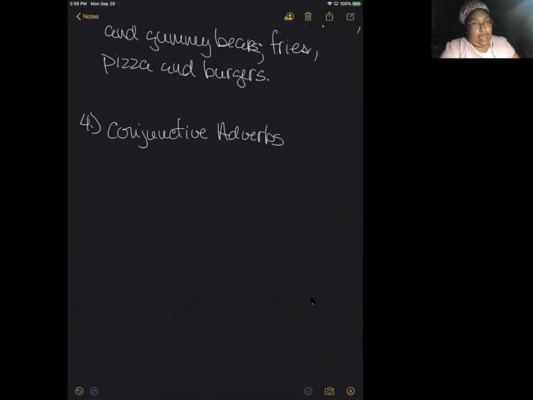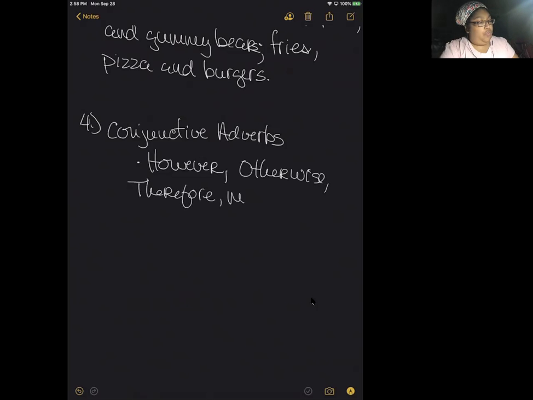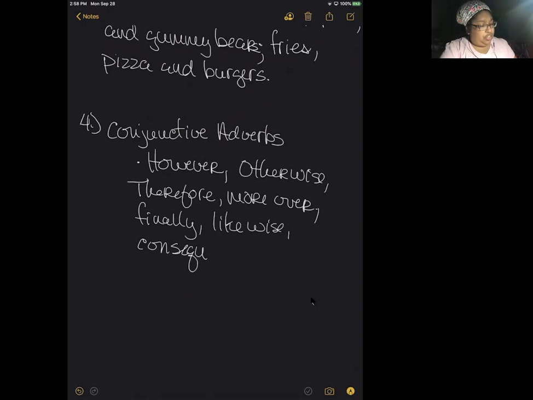So stuff like, however, otherwise, therefore, moreover, finally, likewise, and consequently, which is also a really good word that I don't think we use as often as we probably should, right? So you would use this here.